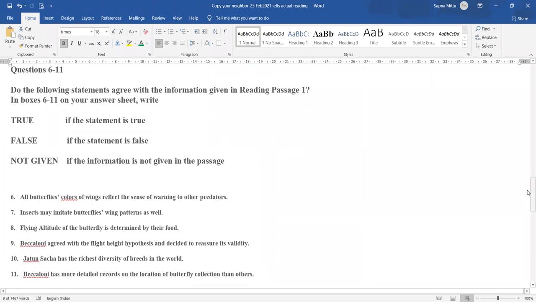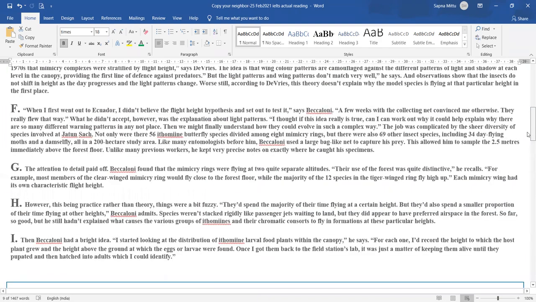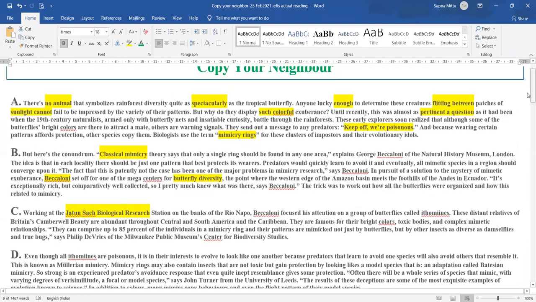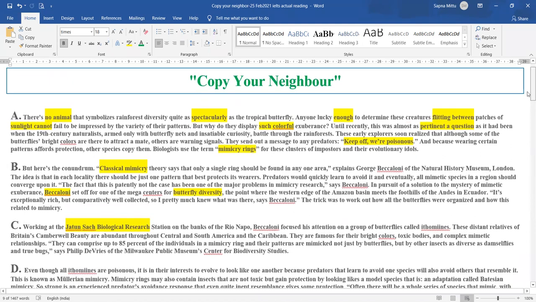Okay. First of all, I am giving you time. You can do this, you can practice this. Now you can just have a look at the reading passage and you can find out the various words which you might have seen in the questions.